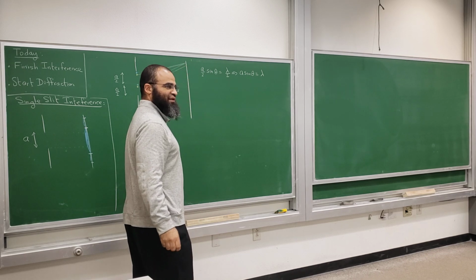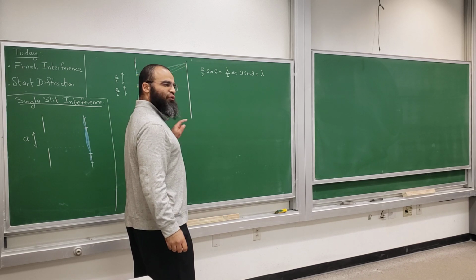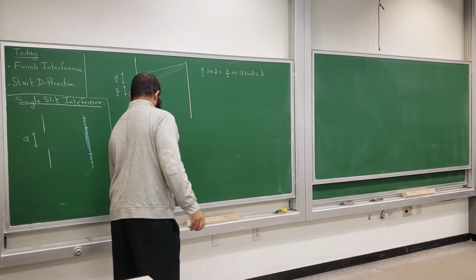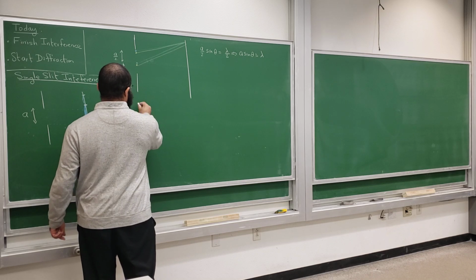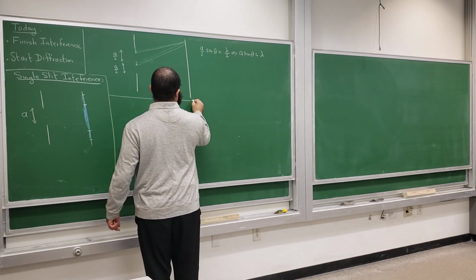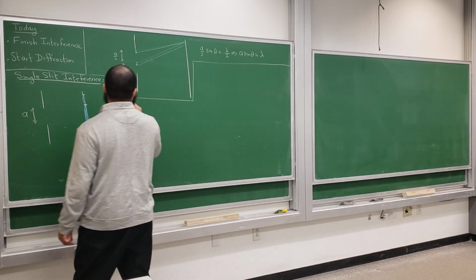Okay. a sine theta is equal to lambda. Okay. We'll do 3 of them, and then you will get the pattern. Here is the single slit again.